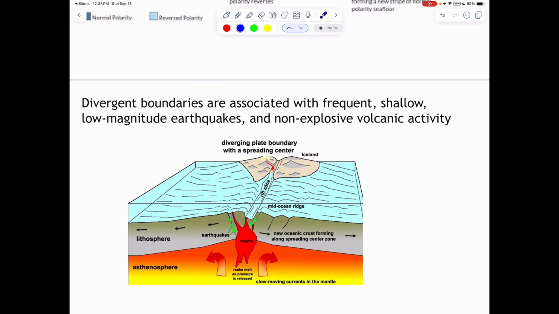Now, when we see these divergent boundaries, we're most often going to be looking for areas that have frequent, shallow, very low magnitude earthquakes and non-explosive volcano activity. It's mild, they're gentle, they do exist. We will have earthquakes, we will have volcanoes, but they're going to be very, very mellow, not very destructive.